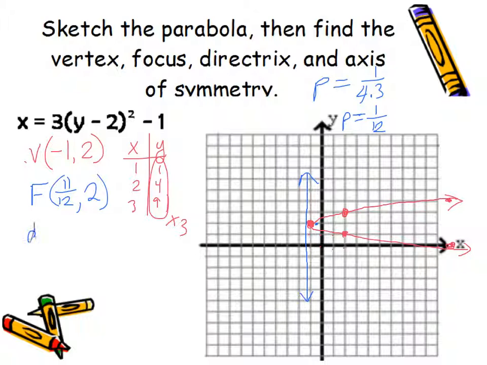For your directrix, the vertex was at 1, and then we had to move this way 1/12 of a unit. So the directrix this time is vertical, so it's going to be an x equals 1 and 1/12. Okay, last one, axis of symmetry. It's going to go through the middle of the parabola. This time it's a horizontal line, so it's going to be a y equals 2.